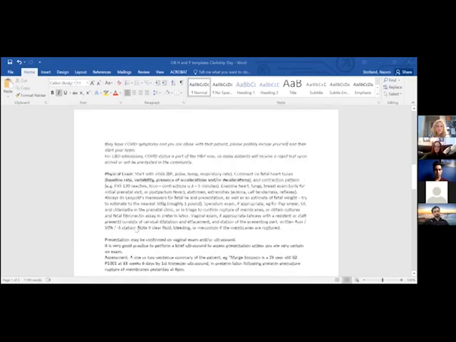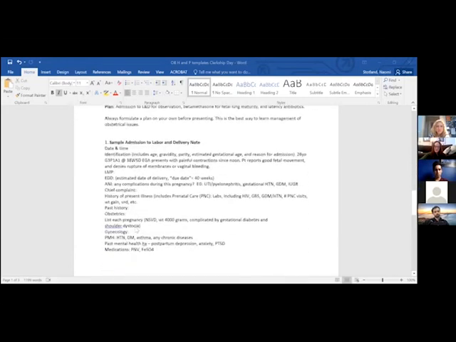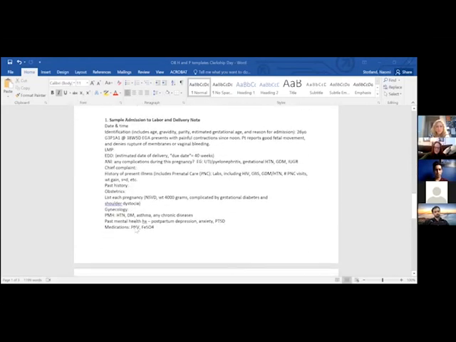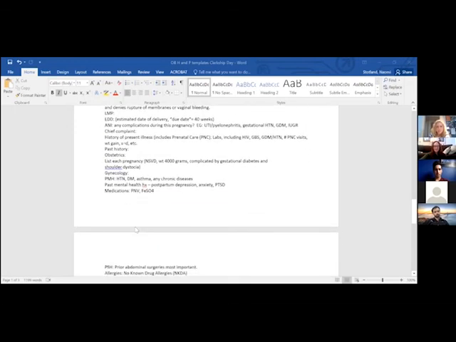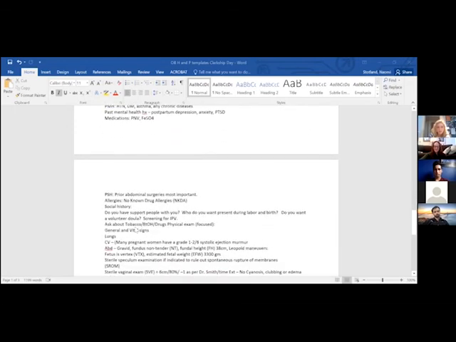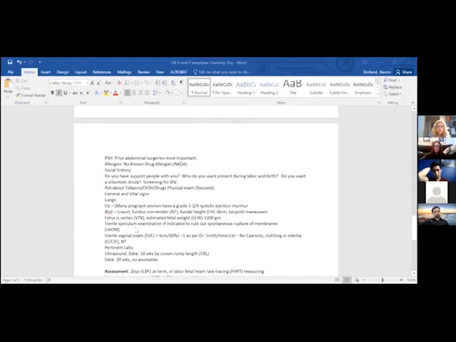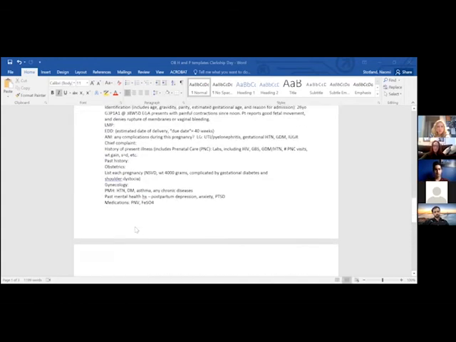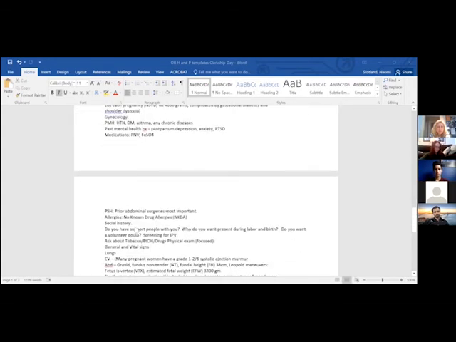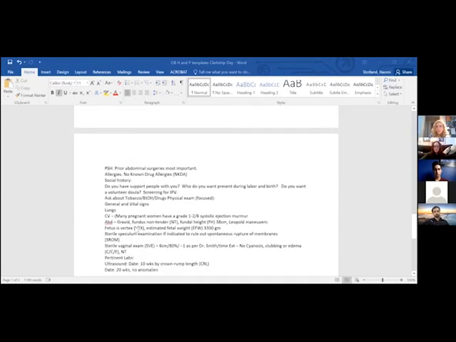I think you can review this on your own. There's a sample of the components. This is a good thing to keep in your pocket or in your device with you when you are on the rotation, so that you can quickly have a cheat sheet of what the key components of the H&P are.